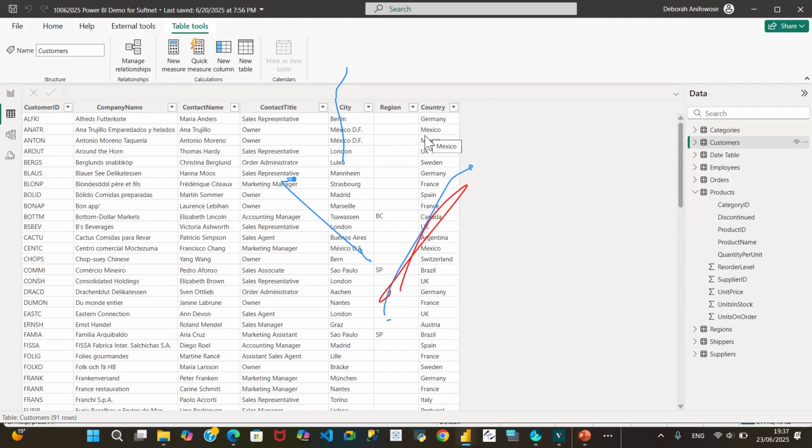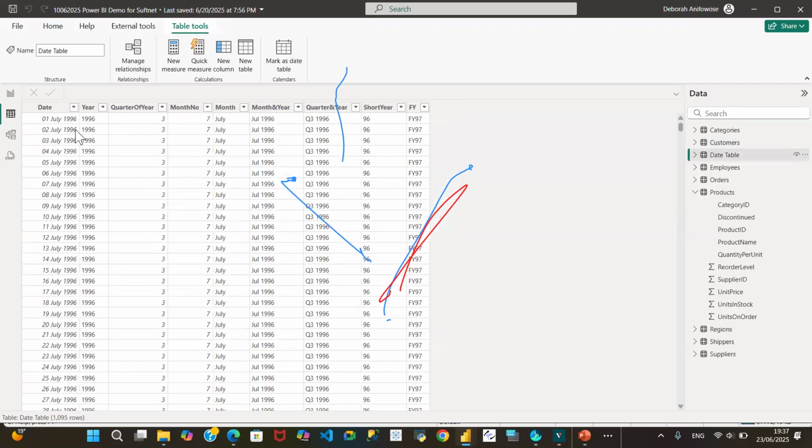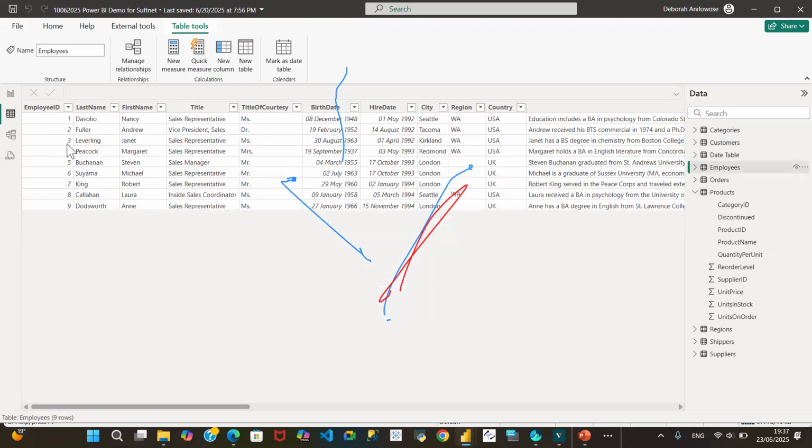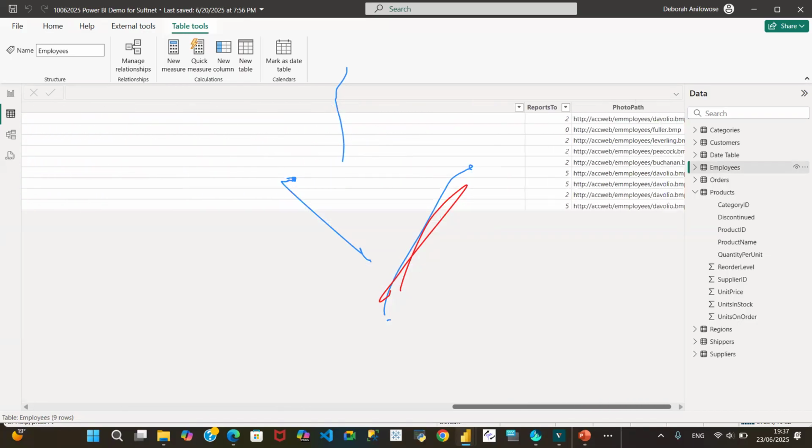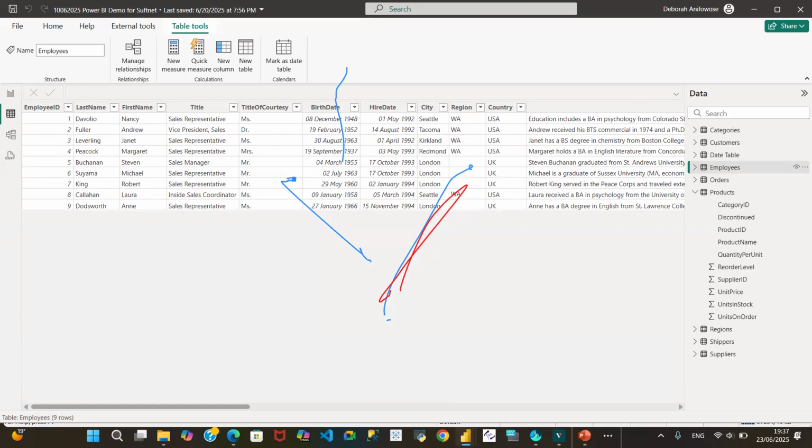Then I go into the dates and I can see, okay, this is a table on dates. I've got the dates for each day, the year, the quarter, and so on. And then the employees. This table shows me employee ID, their first and last name, their role, their title, their birth date, the hire date. So by the time I look at all of it, I can see that this is just a table giving me information about our employees. No transaction has happened here, okay?